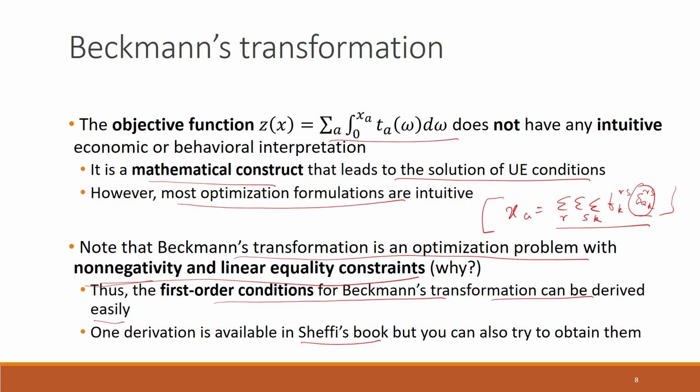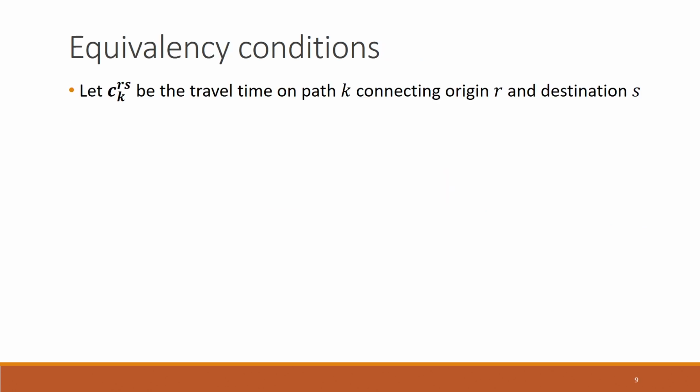So we will not be seeing the derivation, but I will directly state the KKT conditions, or the first order conditions, for Beckmann's transformation. Before we present them, let us define some important parameters. Let CKRS be the travel time on path K connecting origin R and destination S. Until now we have not had any notation for the travel time on path K connecting origin R to destination S, so that's why we have this term CKRS here.